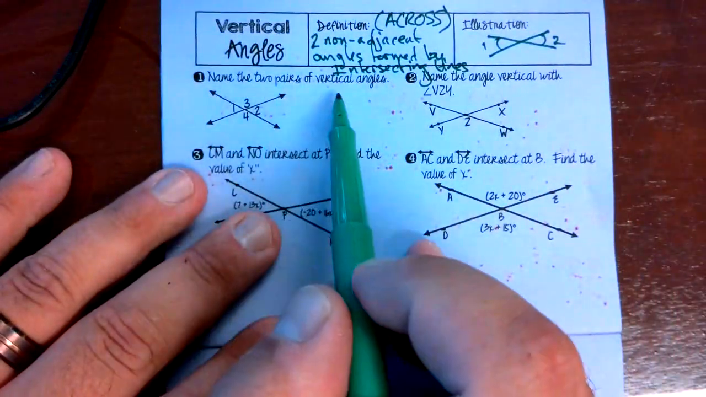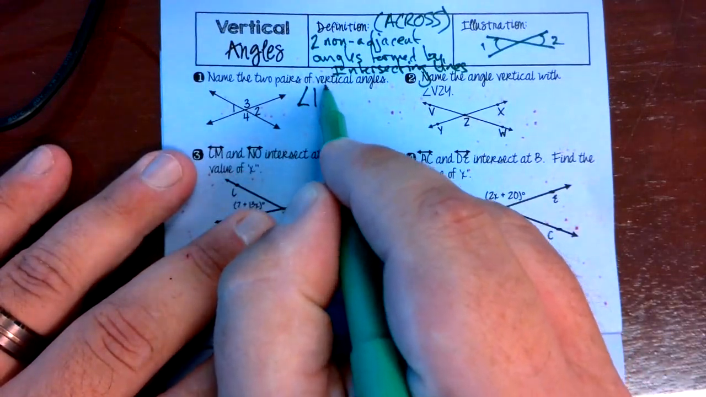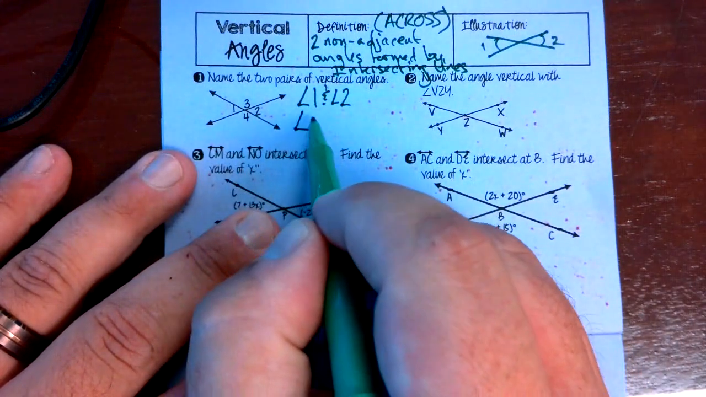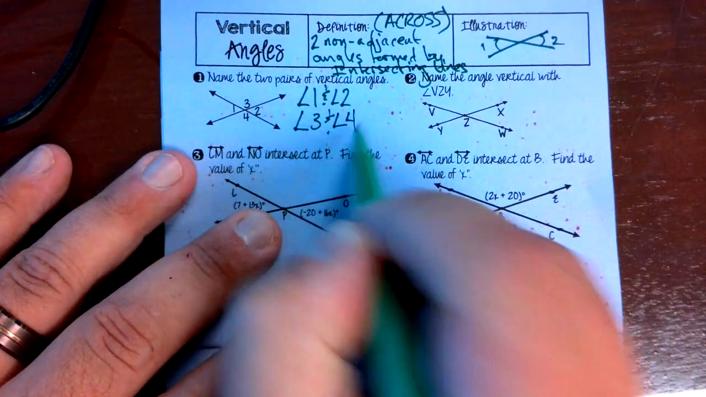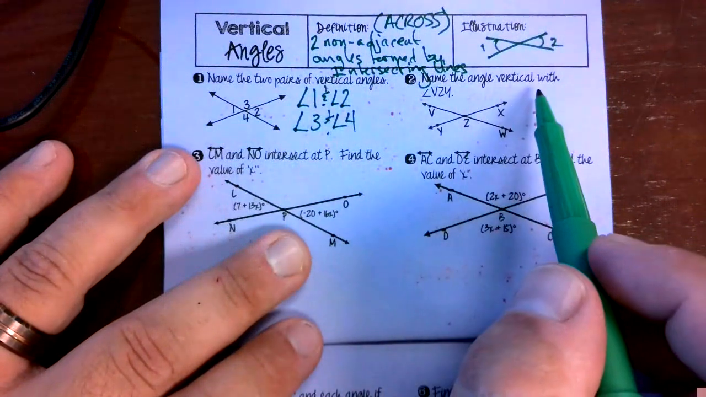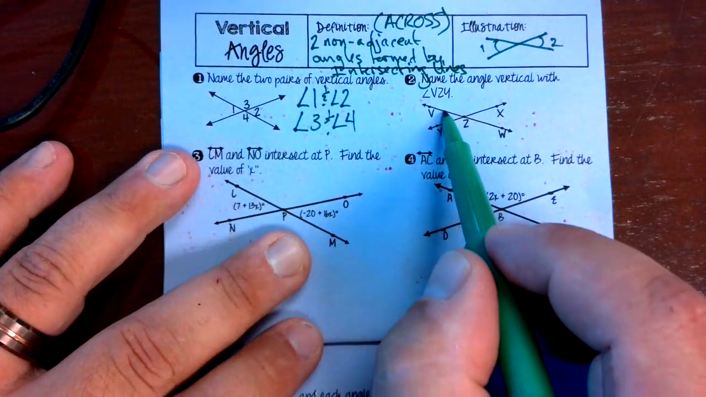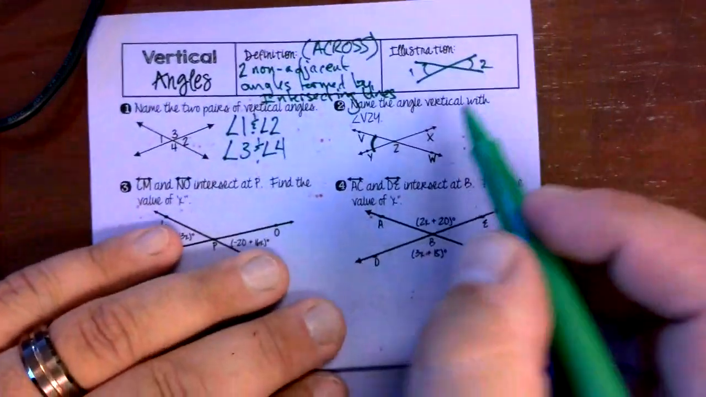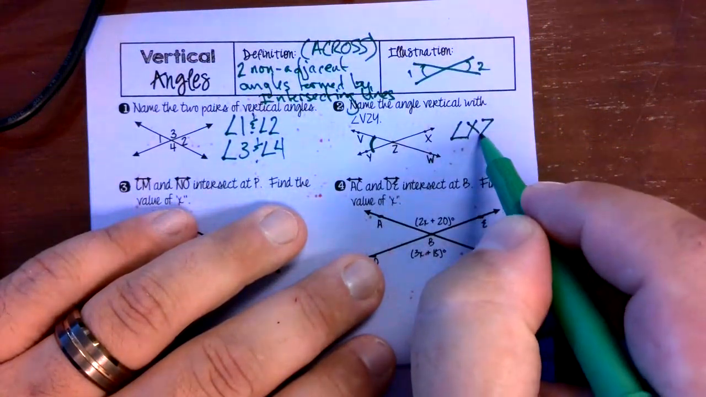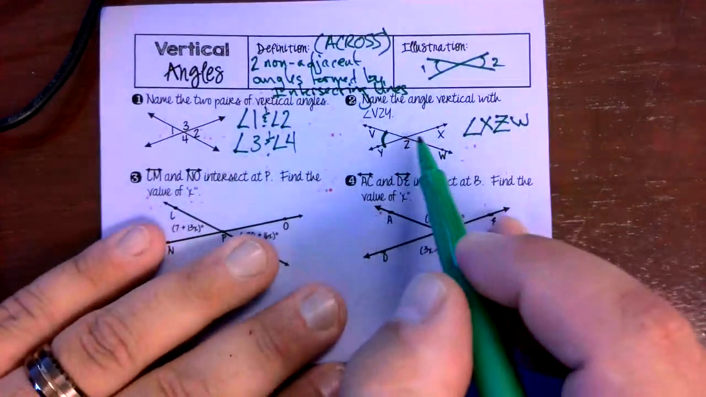So when I look here, name two pairs of vertical angles. Well, I could say angle 1 and angle 2. I could also say angle 3 and angle 4. Name the vertical angle with VZY. VZY, that's this angle right here. The angle that's vertical with that is angle XZW, so the one that's across from it.